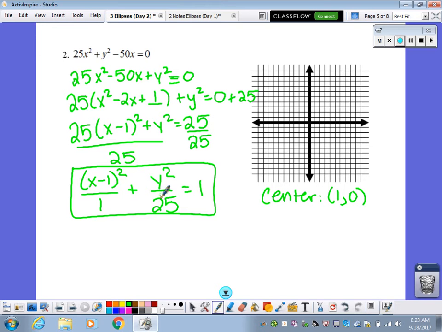This again is going to be a vertical ellipse since our bigger number is underneath our y. So our a is 5, our b is 1. We have a center at 1, 0, and since it's a vertical ellipse, we're going up 5, 3, 4, 5, and down 5. We go to the right one, to the left one. So our ellipse is going to look something like this.